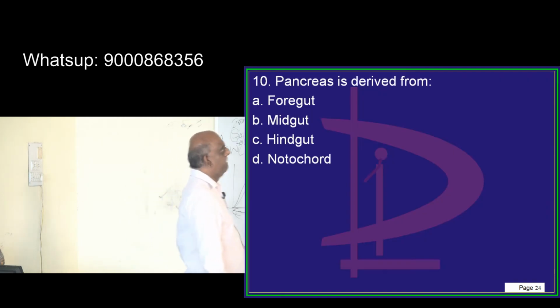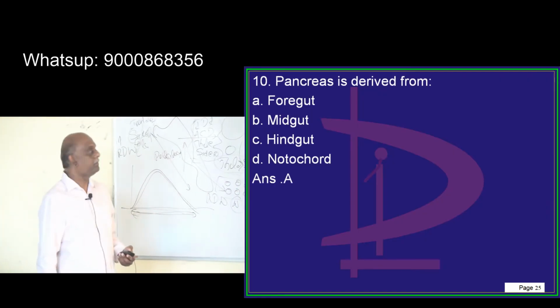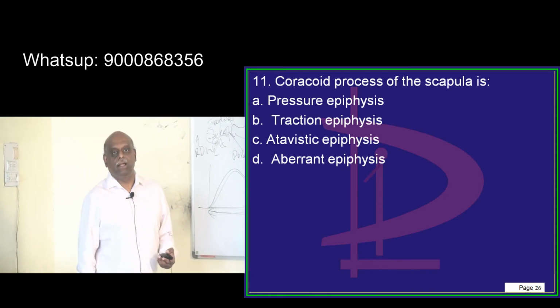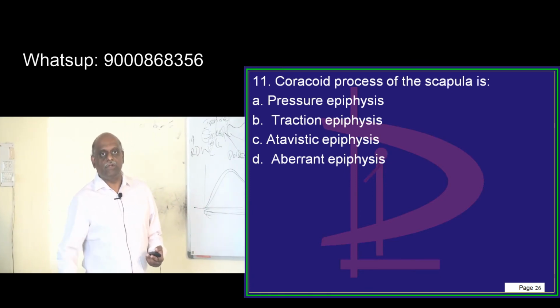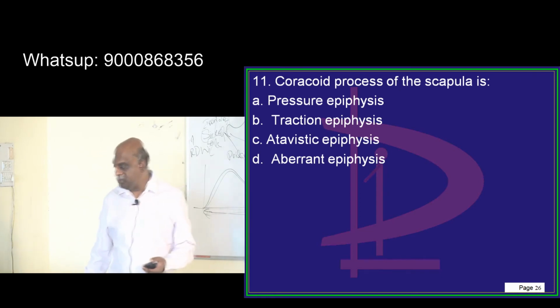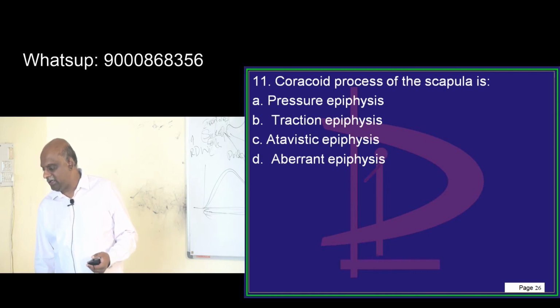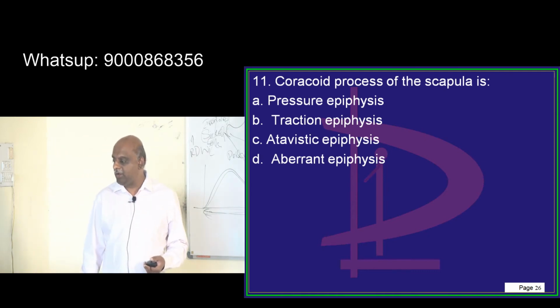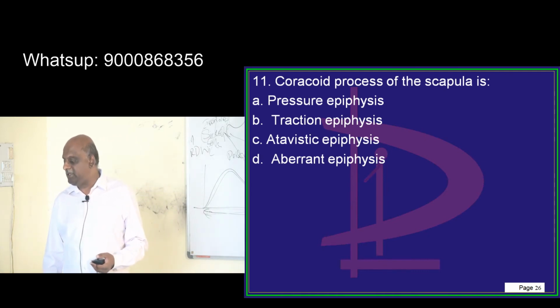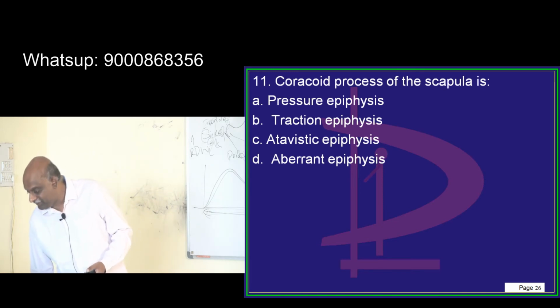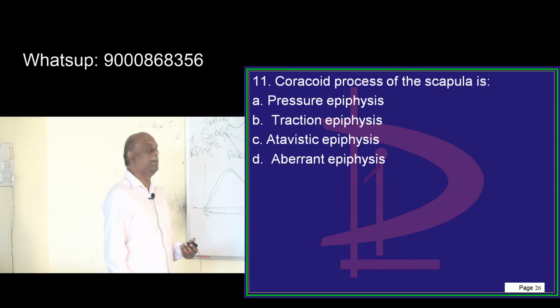Okay. Pancreas is derived from the foregut. Coracoid of the scapula: now this question is for sale. What is your answer? Question number 11. What type of epiphysis do you like to call the coracoid of the scapula? Gulam Bhatt proposes C. Sai Tejan also thinks atavistic. Ashima, C to the power of 20.